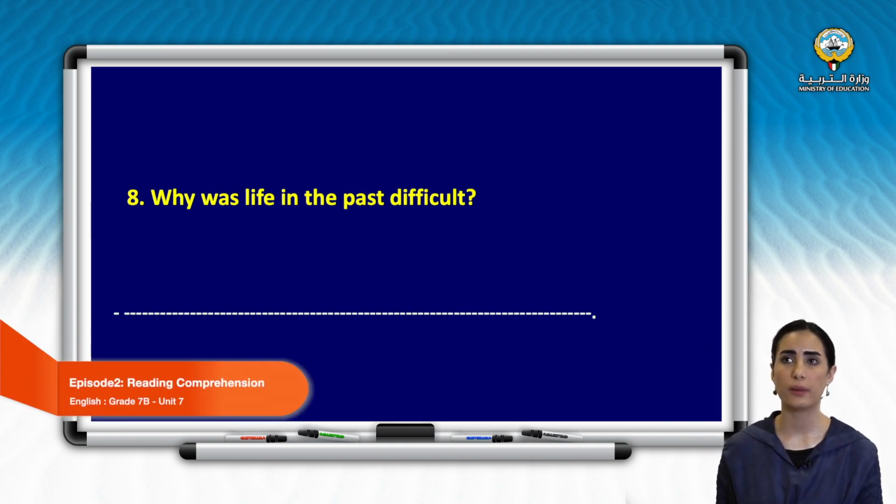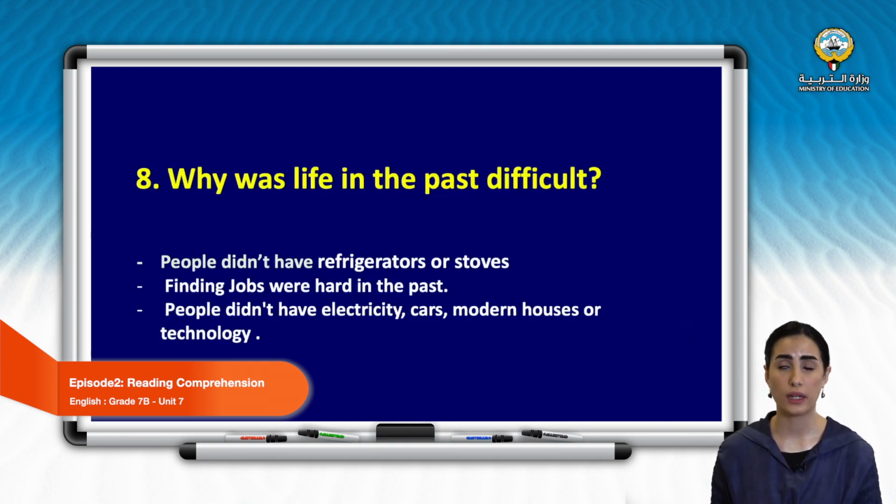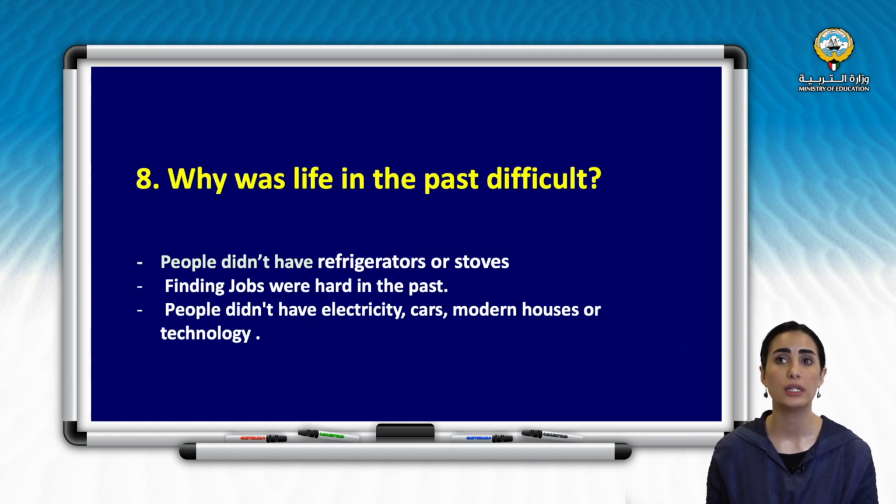So why was life in the past difficult? The grandpa was explaining why. So we have many reasons why life in the past was difficult. We can see that people did not have refrigerators or stoves, so cooking was a bit harder than how we cook now. It was hard to find jobs in the past, so finding jobs was hard. This is another point. There is a third point, and that is people didn't have electricity or cars, modern houses, or any technology. So all of these factors make life difficult in the past.